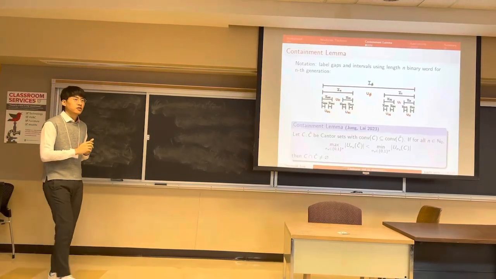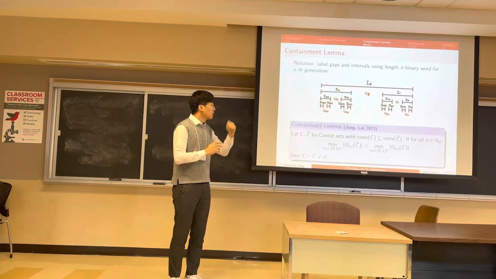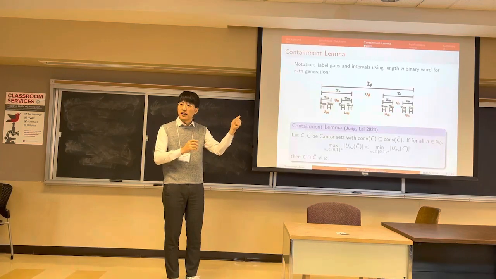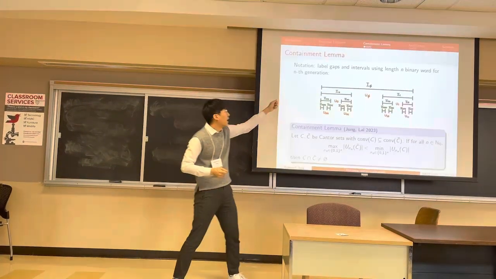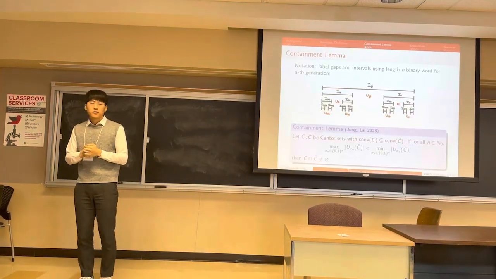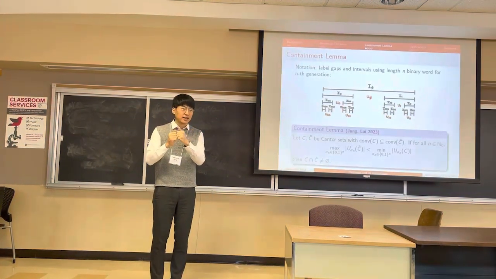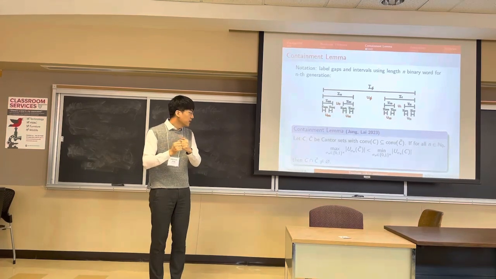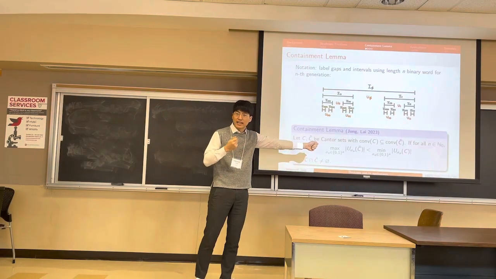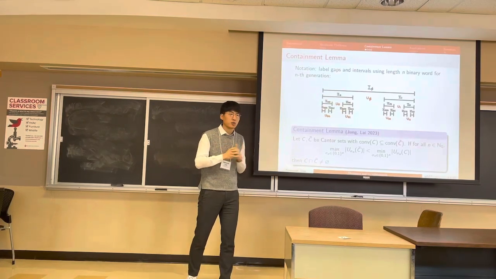To answer this question, we're going to introduce a lemma which we call the containment lemma. So first, we fix the notation. We're going to label the intervals and the gaps using length n binary words consisting of 0 and 1. 0 for the left-hand side, 1 for the right-hand side. So for example, I0, I00, I01, and so on and so forth. And our containment lemma states the following. Suppose we have two Cantor sets, C and C tilde. One has to be contained in the other Cantor set in terms of convex hull. Then, if the one with the larger convex hull has smaller gaps than the one that is contained in it for each generation, then we can conclude that those two Cantor sets will intersect.